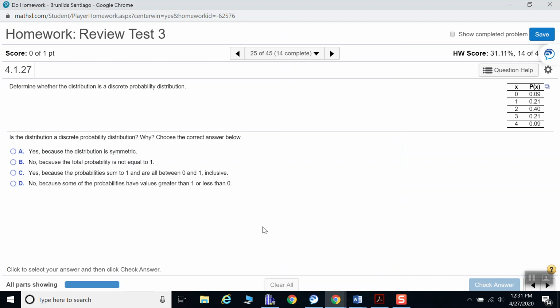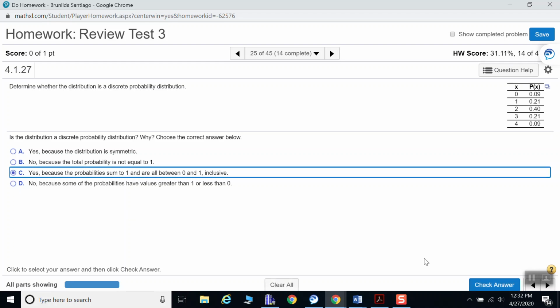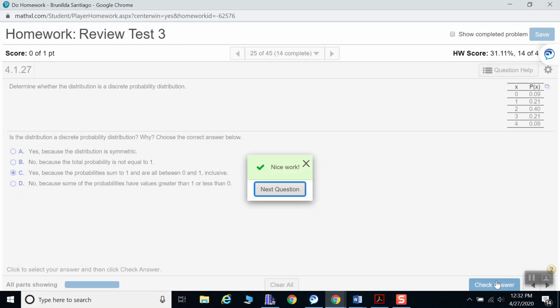So since it satisfies the two conditions, each one of the probabilities is between 0 and 1, that means none of them are negative. And the other condition is that the sum of the probabilities must add up to 1. So it satisfies both. So the answer to the question, is the distribution a discrete probability distribution? It is yes. And the reason is because the probabilities sum to 1 and are all between 0 and 1 inclusive. So you have to make sure that you also agree with the explanation.